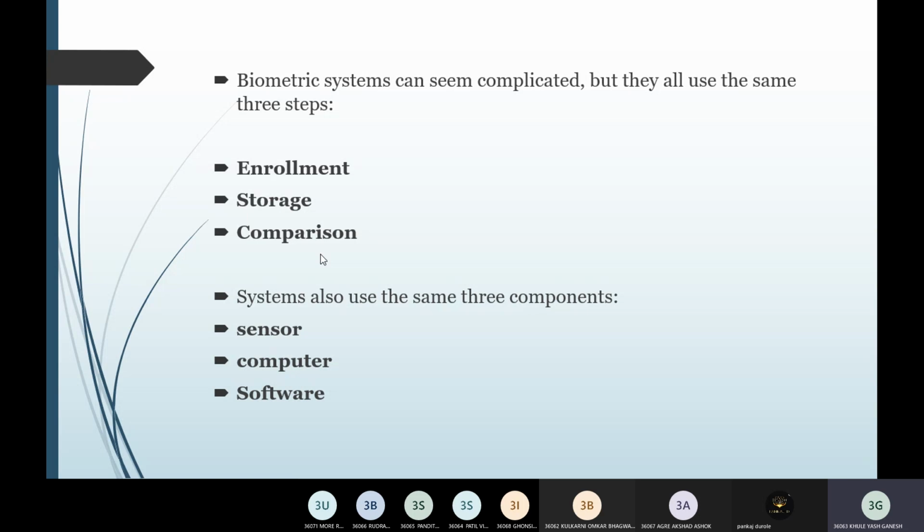The system also uses the same three components. A sensor that detects the characteristics being used for identification. A computer that reads and stores the information. And software that analyzes the characteristics, translates them into a graph or code, and performs the actual comparison. Biometric security systems like fingerprint scanners are available in many mobiles and on the IBM ThinkPad, and are becoming more common for home use.